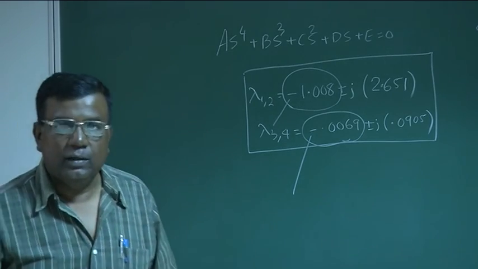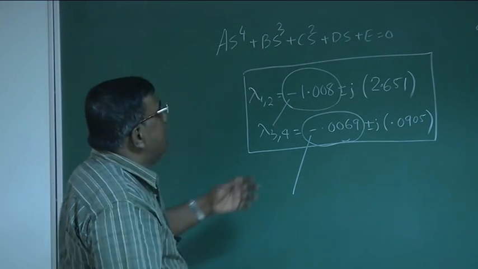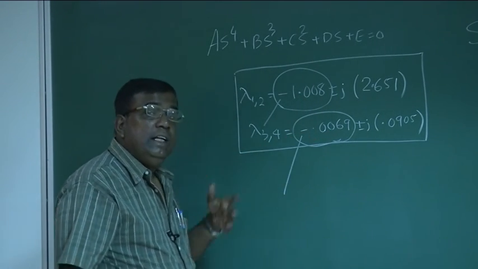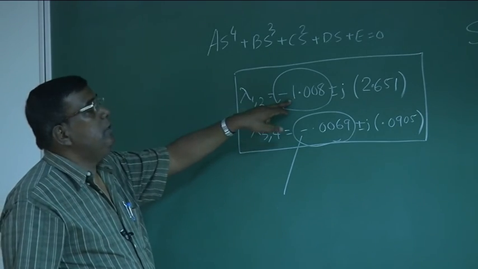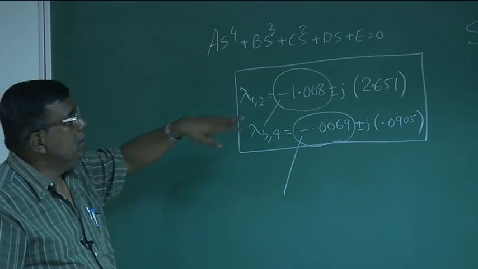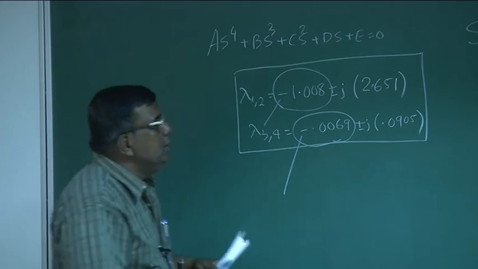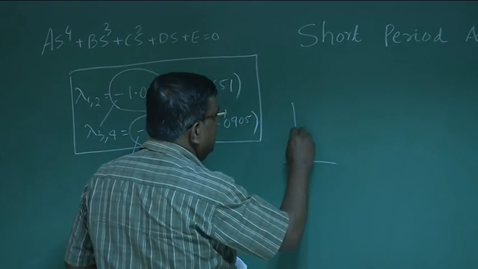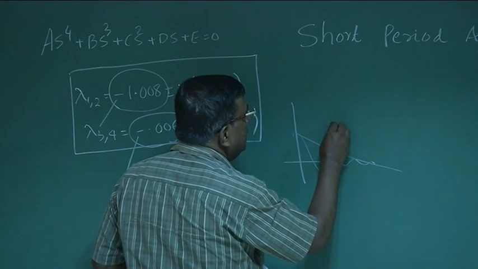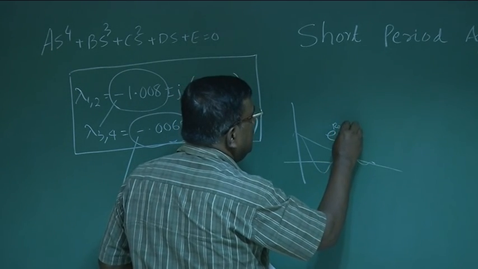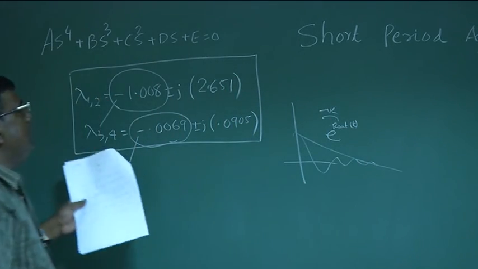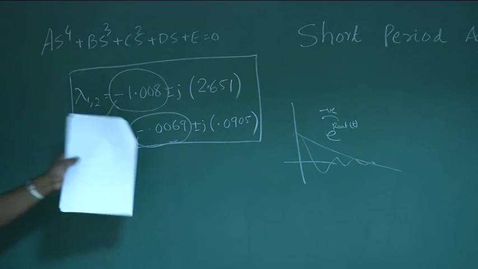We all know this for a second order system. Now, there is another difference: this value is -1 and this is 0.0069. So which one will decay faster? This will decay faster. For a second order system, the decay envelope is governed by e to the power real part times t, and the real part being negative, naturally this will decay faster as compared to this.